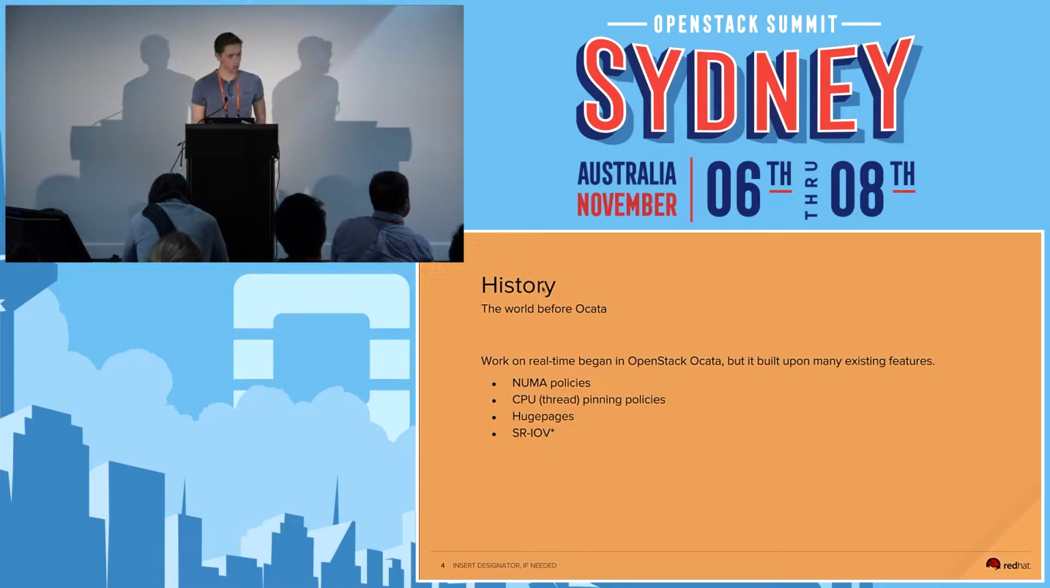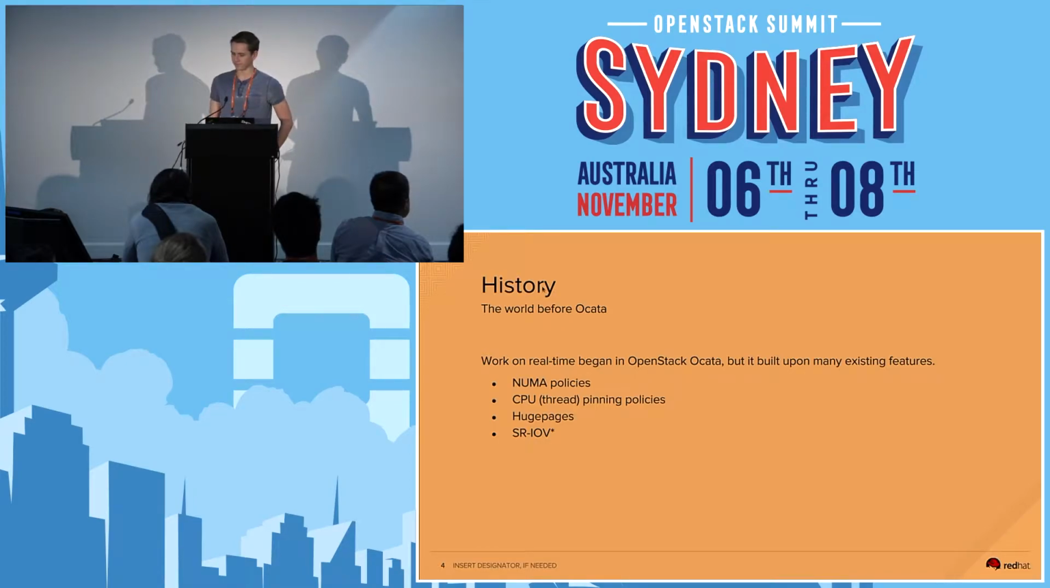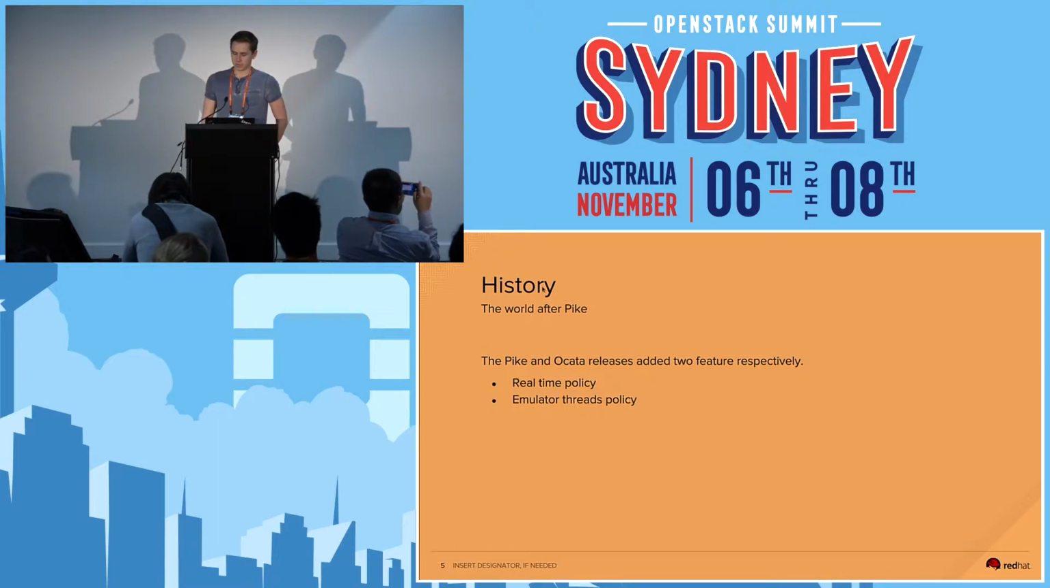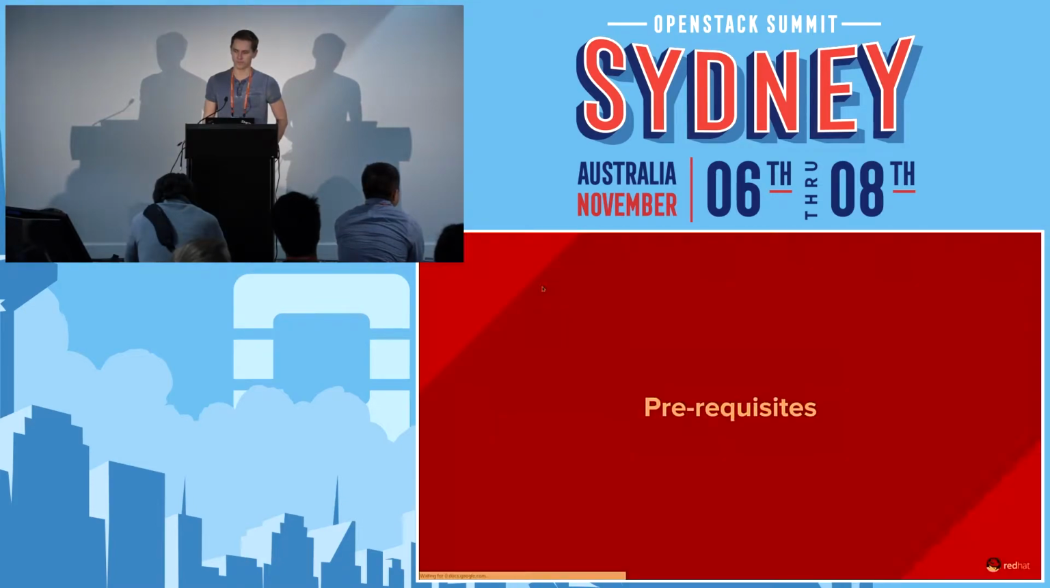So things like NUMA policies, CPU pinning policies, thread policies, huge pages, SR-IOV. If you're coming from a telco background, you've probably heard of every one of these, and you're probably sick to death of them. But the things that we're concerned about from a real-time perspective are two things that got recently added in the Pike and Okata releases respectively, which are the real-time policy and the Emulator Threads policy. I'm only going to focus on the first of these today because the second one warrants its own lightning talk.